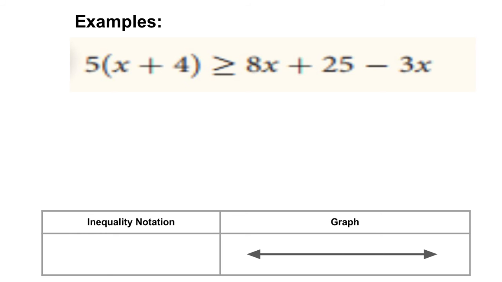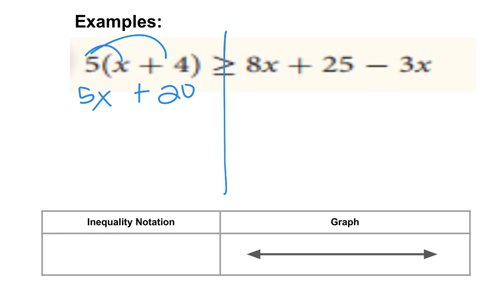We'll do one more together, then I'll let y'all try a couple of these. Pause the video and try a couple. So this one, distribute 5x plus 20. Combine terms over here. 5x plus 25.